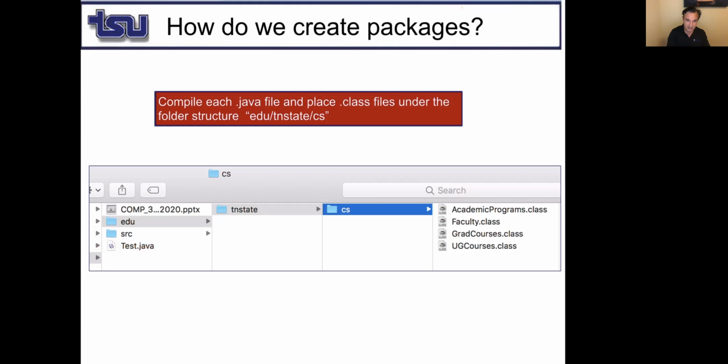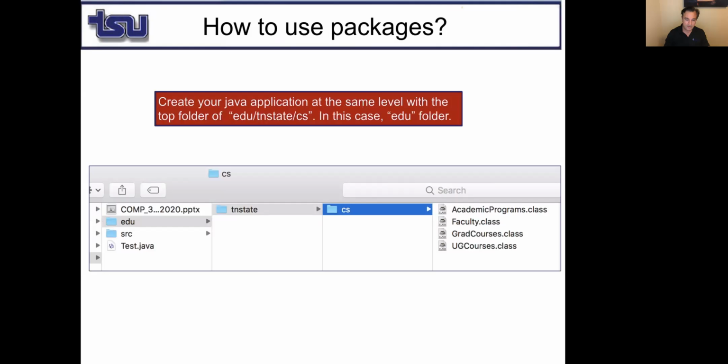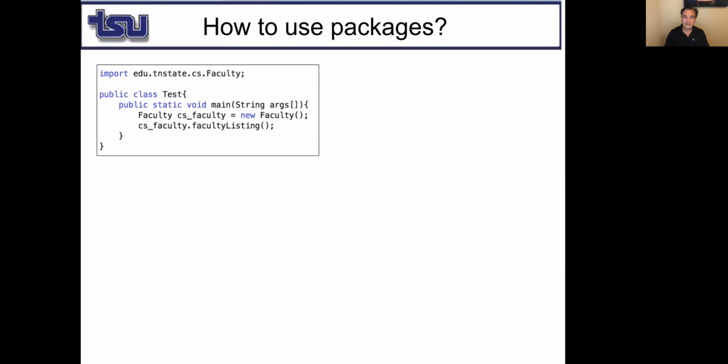Then this is your test program. This is your application that will make a call to those classes or one of them. It is important that your test class, test.java, is at the same level as your edu folder, okay? This is irrelevant. It doesn't have any relevance, but your test.java must be at the same level as the edu folder. Okay, that's what I say here. Create your Java application at the same level as the top folder of edu. So test.java is at the same level as the edu. That's basically it.